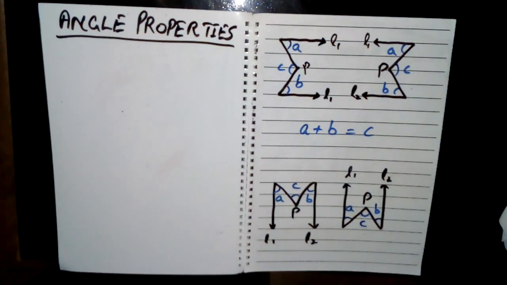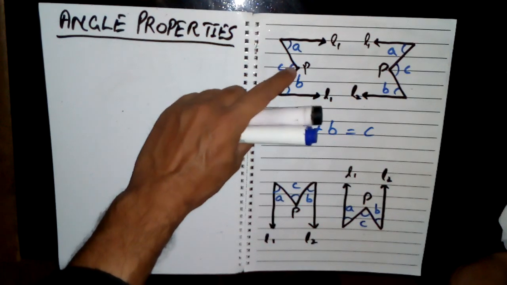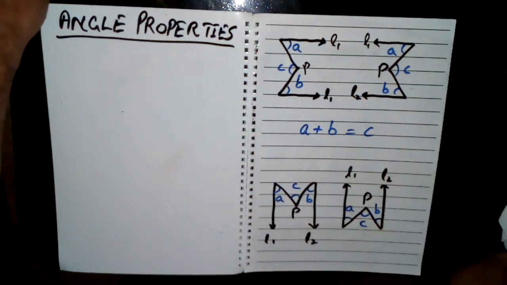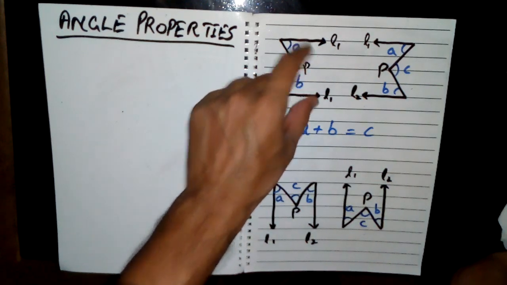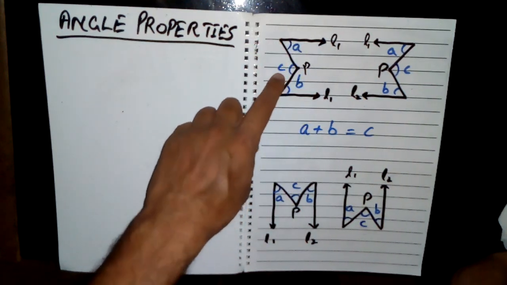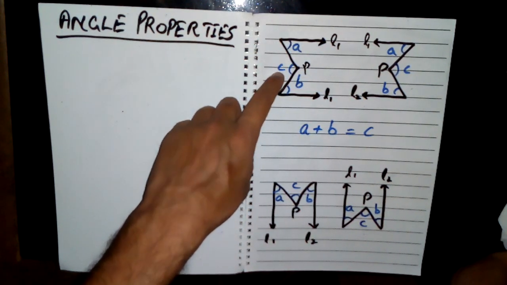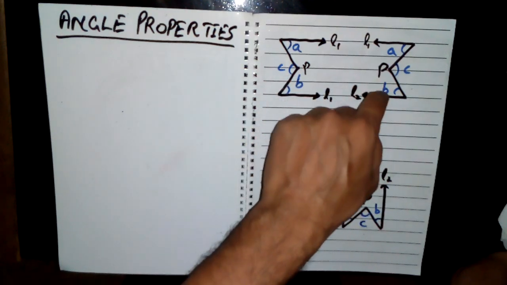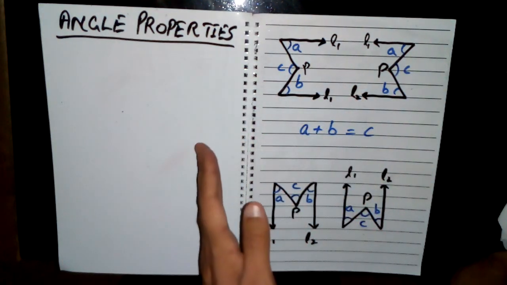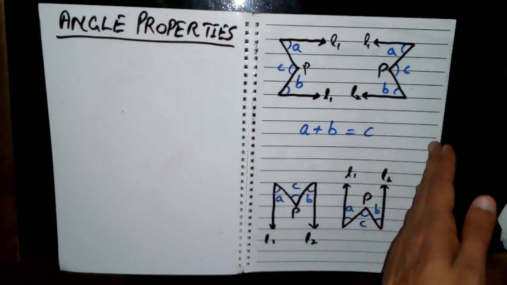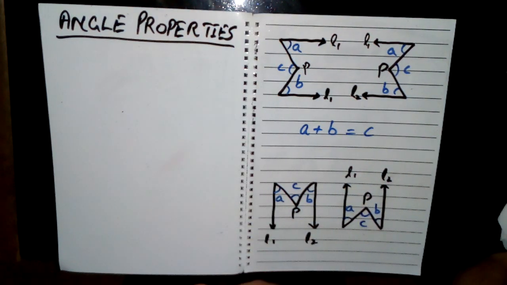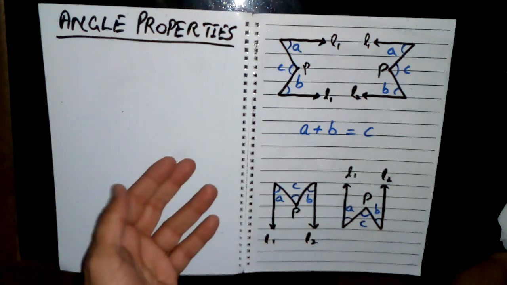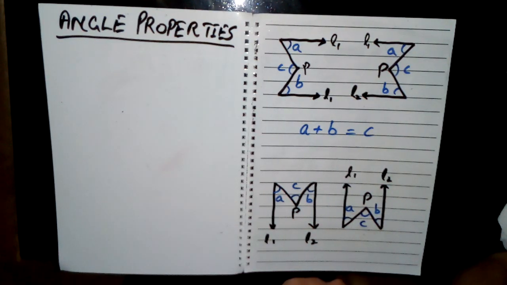So we can see that these lines have angles A and B with line 1 on the right side, while this angle C is on the left side. In this diagram, the angles A and B are on the left side, while C is on the right side. In this diagram, A and B are in the downward direction while C is in the upward direction. And now in this diagram, A and B are in the upward direction and C is in the downward direction.